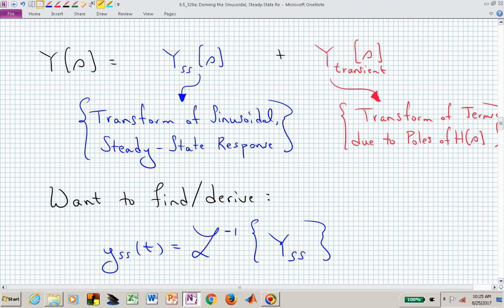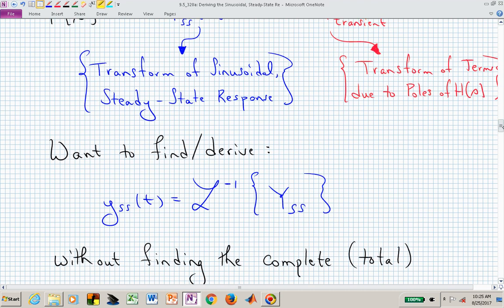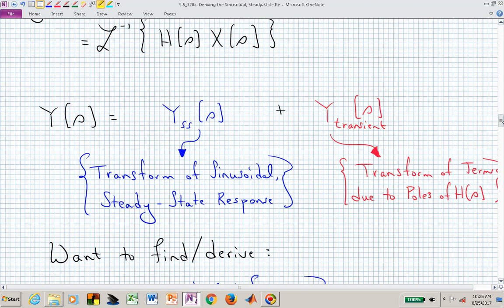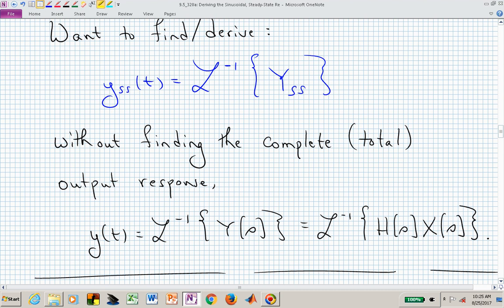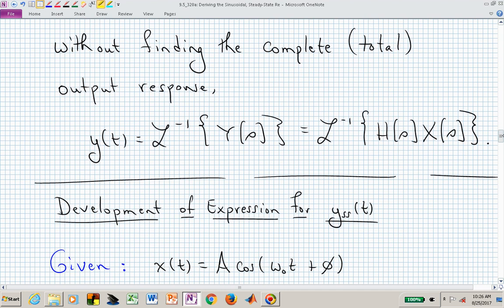We know what we're going for. We've already shown you the expression. But we now want to find capital Y sub SS and then see how that leads to the expression that we know we want to determine. And we want to do that without having to play with the red team. We want to find the y steady state of t without having to find the complete output response. You could find the complete output response and let t go to infinity, and you will simply have the sinusoidal steady state component left. All the other pieces will decay. And that's what the transient means, or that's what it does for us.